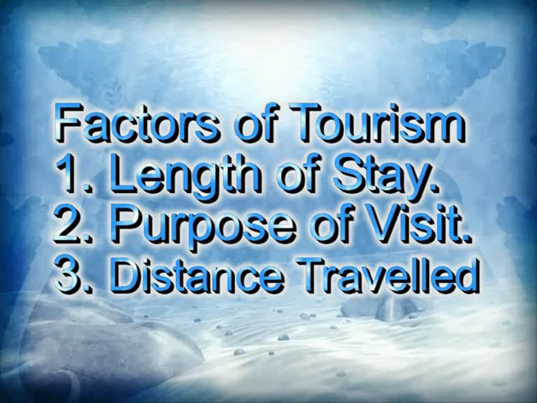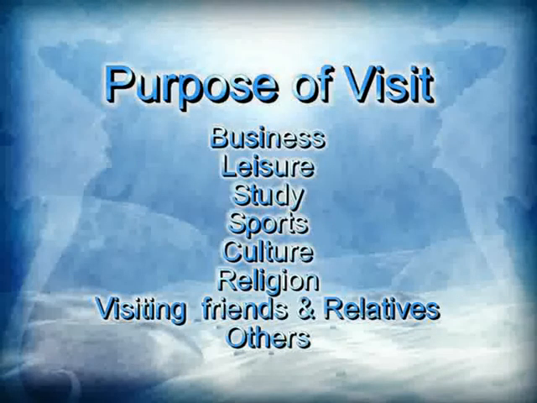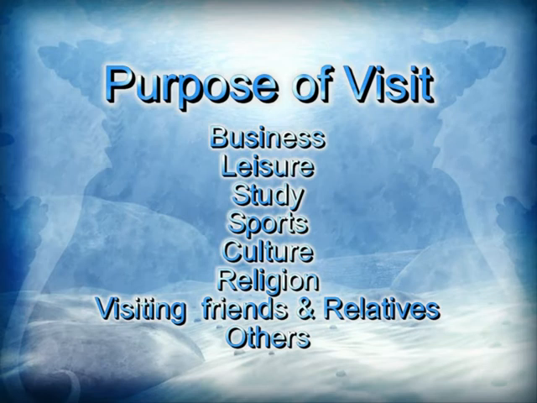Now the third one is distance travel. So let us see how distance travel is going to affect tourism. Usual environment is intended to exclude trips within the area of usual residence, and frequent and regular trips between the domicile and the workplace and other community trips of a routine character. You have to be away from home to be a tourist. So this is also going to affect tourism.